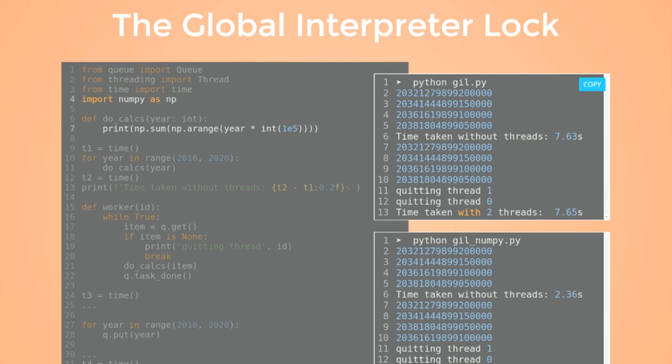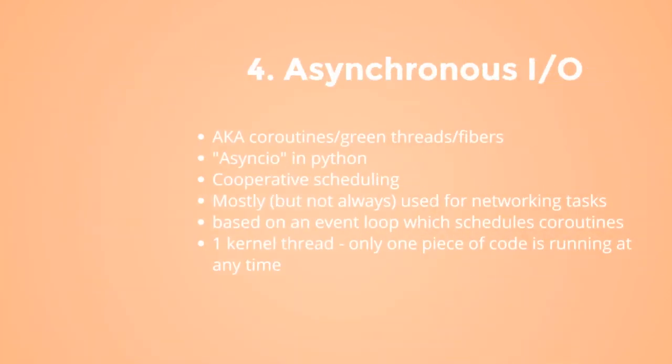And so anything where we can release the global interpreter lock because we're executing in C, or where we're doing file I/O tasks, or we're doing networking, threading can help. But in pure Python CPU-bound tasks, it doesn't really help.